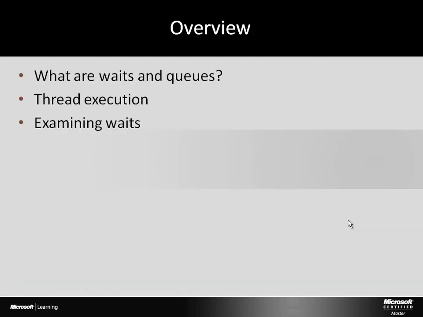So in this short module, I'm going to discuss waits and queues. I'm going to explain the waits and queues methodology and why it's an incredibly useful thing to get to know and to be familiar with when you're doing performance troubleshooting. We'll look at the thread execution model and the three states, running, suspended, and runnable, and what those mean. And we'll look at how you can examine the waits, and we might talk a little bit about some of the different waits that you might see.